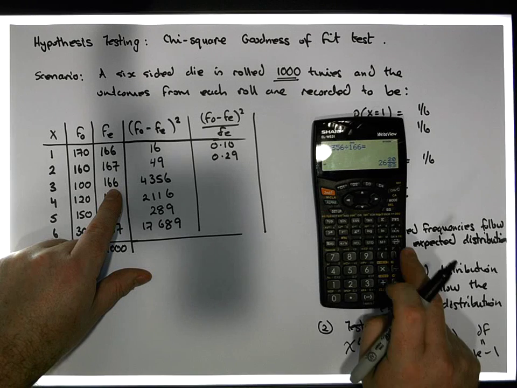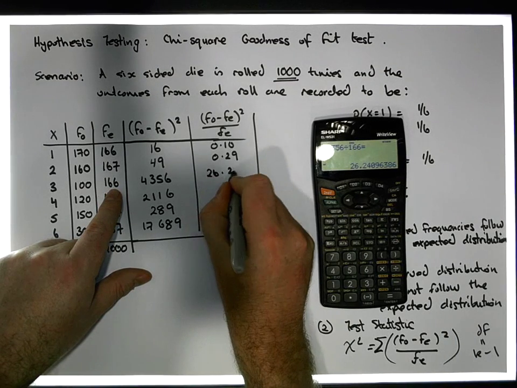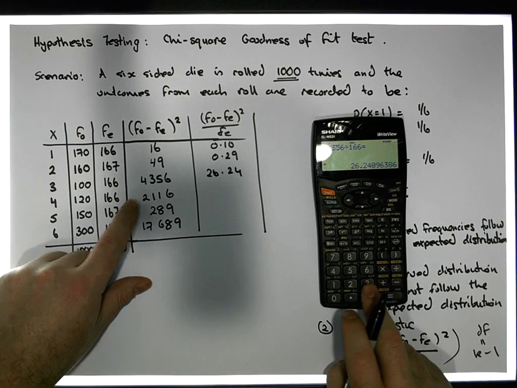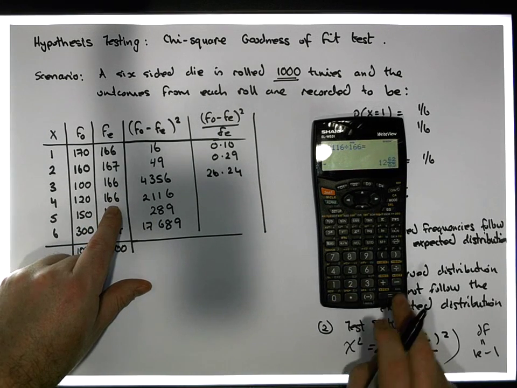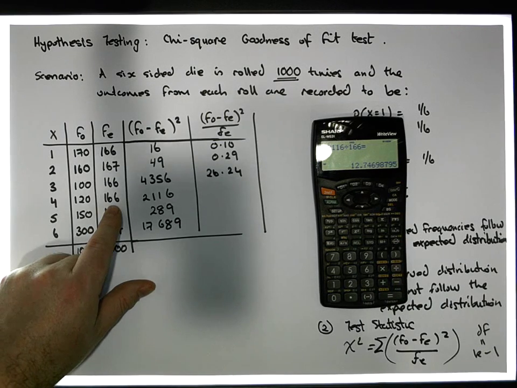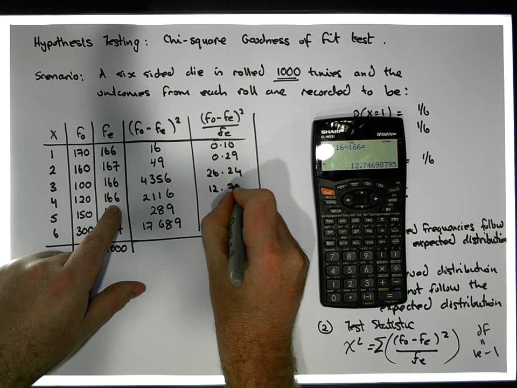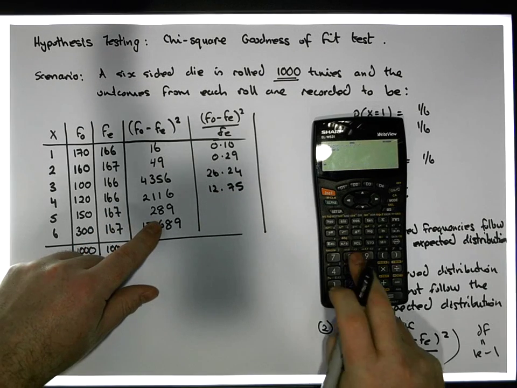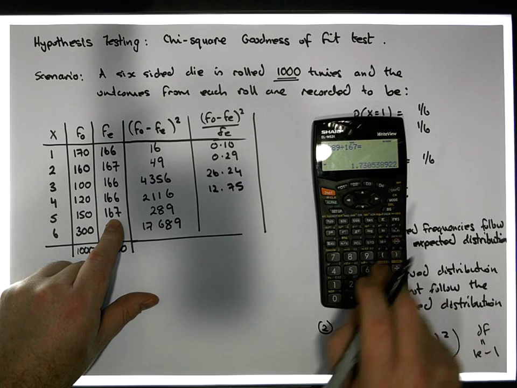is going to give us a value of approximately 26.24. We're going to have 2116 divided by 166 is going to give us a value of approximately 12.75. So this is approximately 12.75. Then we're going to have 289 divided by 167 is going to give us a value of approximately 1.30.